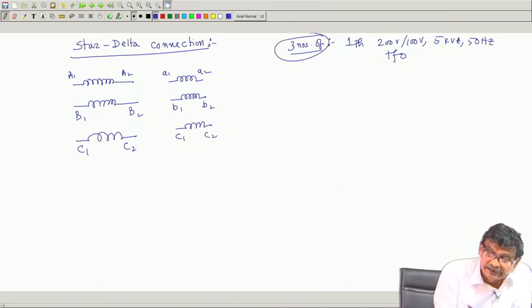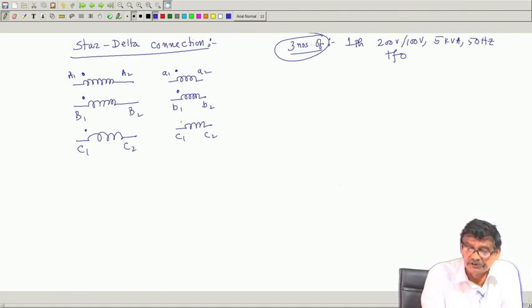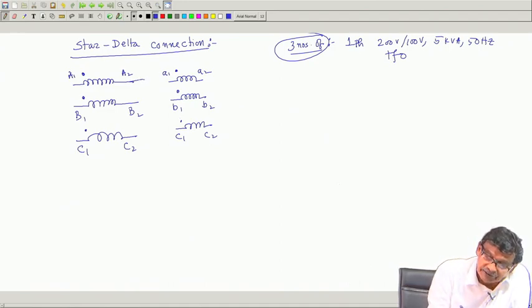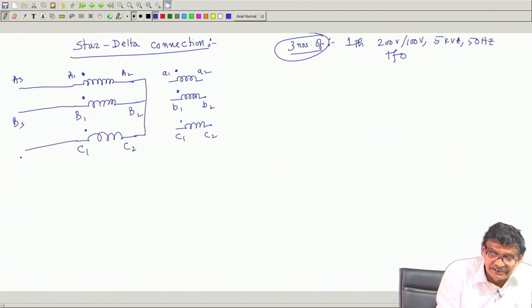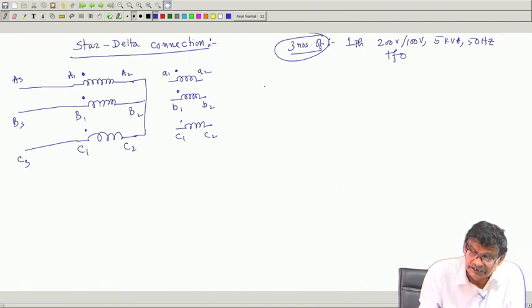Now, what I say, as I have told you, I will always maintain this. These dots I have marked with 1 and other things left open. So, this is the dot convention. Now suppose I connect them in star, proper star, A2, B2, C2, and here are my supply terminals AS, BS, CS, phase sequence is ABC. Therefore, the primary voltages I can immediately draw.